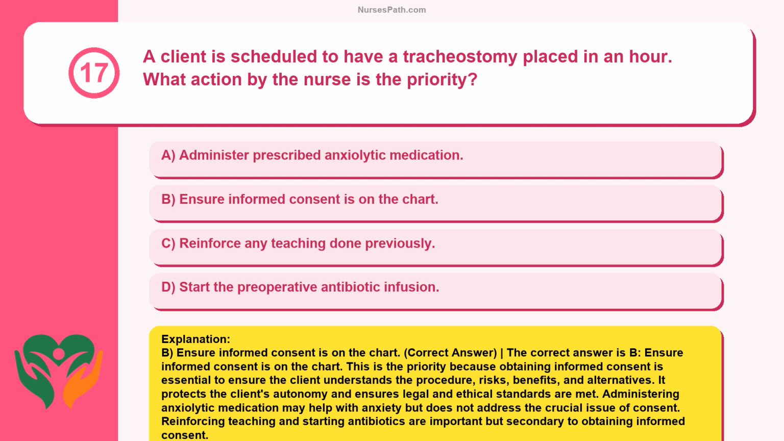Administering anxiolytic medication may help with anxiety but does not address the crucial issue of consent. Reinforcing teaching and starting antibiotics are important but secondary to obtaining informed consent.